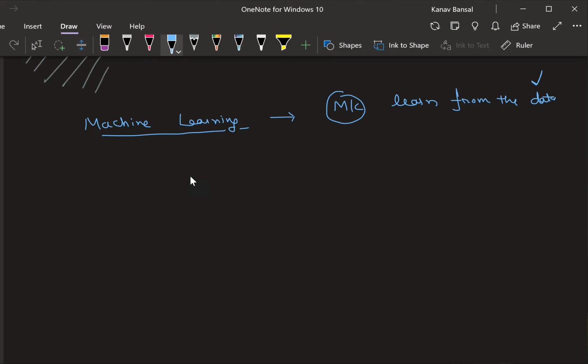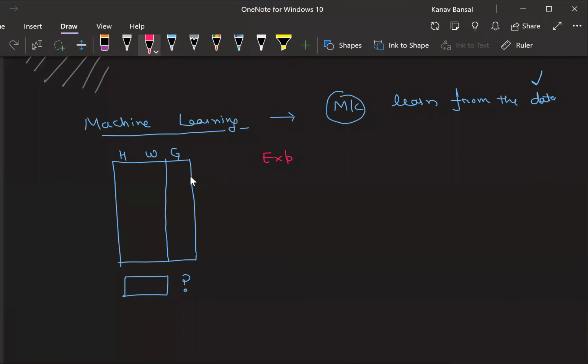Do you remember last time when we started machine learning, we saw one program where we had the heights, weights, and genders? In this data, we tried to guess the gender later on. Now, we can either explicitly code the entire thing using if-else conditions, or using the data in hand, I can make my machine learn from the data.